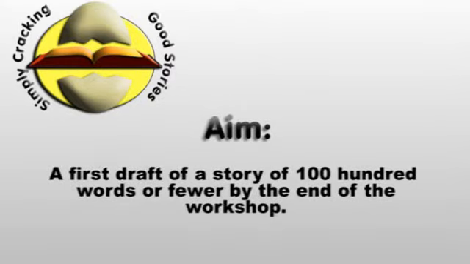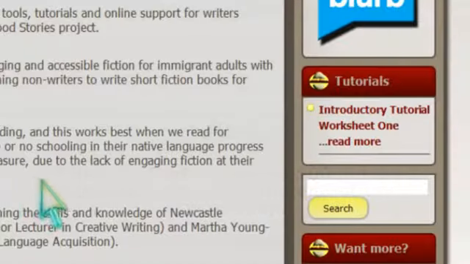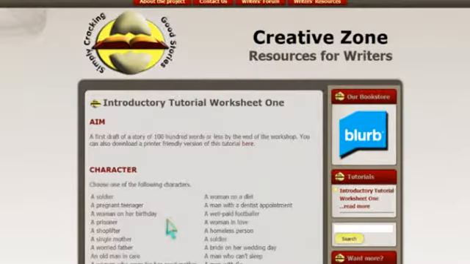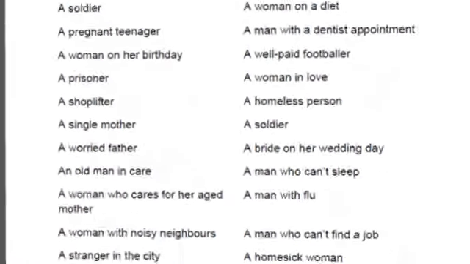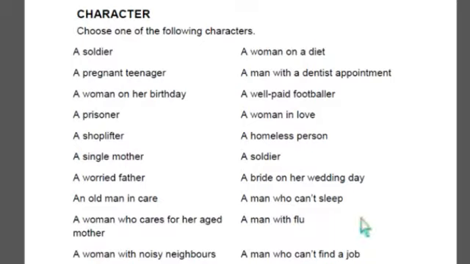We're going to start today by coming up with a first draft of a story of around 100 words. Download Worksheet 1 from the Simply Cracking Good Stories website if you haven't already, and have it open on your computer or printed out next to you. To begin with, we'll choose a character from the list on the worksheet. I'm going to choose a woman in love. But you feel free to choose a different character if you like. Make one up that's not on the list. Or just sit and watch the tutorial through first before having a go yourself.